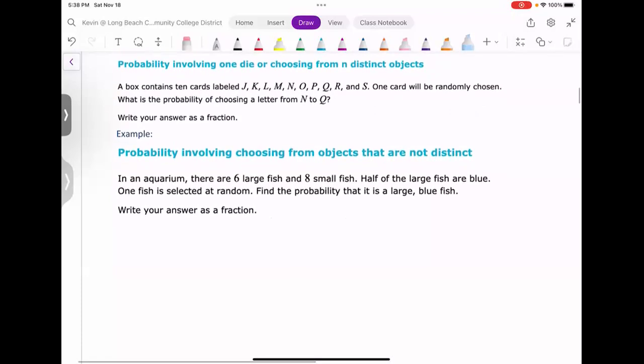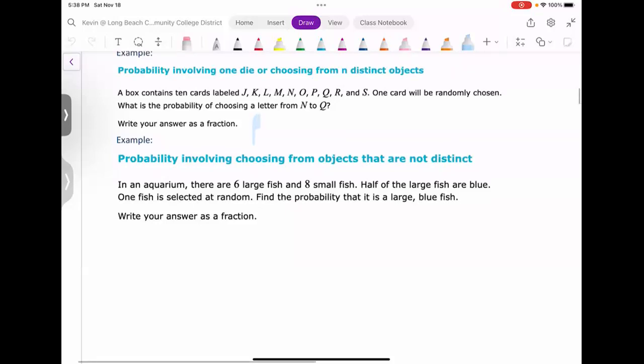All right, probability involving one die choosing from n distinct objects. A box contains 10 cards labeled J, K, L, M, N, O, P, Q, R, and S. One card will be randomly chosen. What is the probability of choosing a letter from N to Q? First of all, there are a total of 1, 2, 3, 4, 5, 6, 7, 8, 9, 10. So the probability of an N to a Q is going to, first of all, be out of 10.